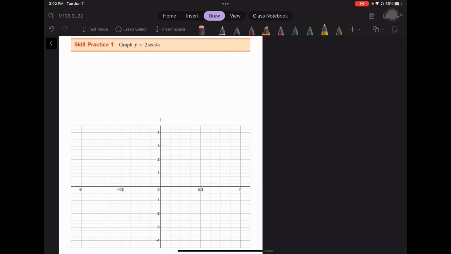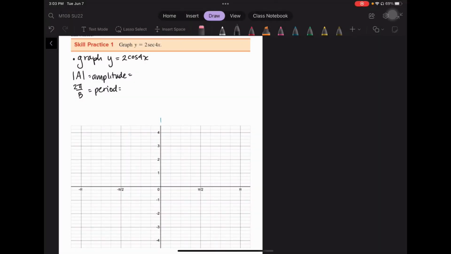In Section 5.6, we're going to be graphing other trigonometric functions, but we still need to use our sine, cosine, and tangent functions in order to graph the reciprocal functions. I'm going to graph cosine in order to help guide me with secant. So I need to identify what the amplitude is and what the period is of the cosine of this.